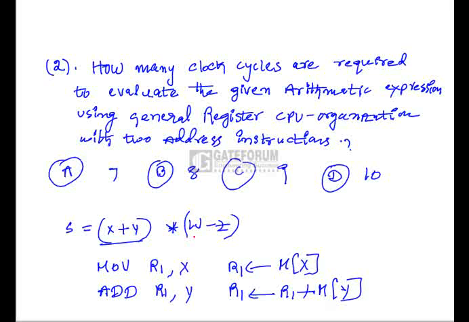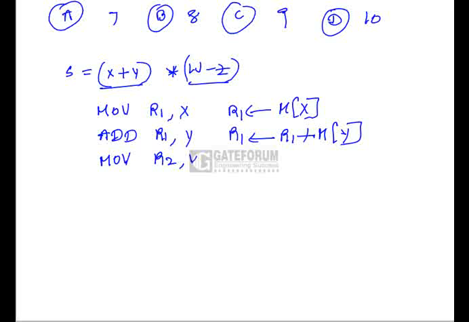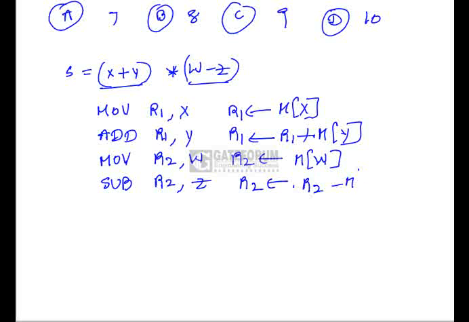Now we evaluate W minus Z with another register by using the move instruction, data transfer instruction. MOVE R2 comma W. So R2 receives the value of memory at address W. Now next we have to subtract Z from this, that is SUB R2 comma Z. That means R2 receives R2 minus M of Z, content of memory at address Z. Now R2 contains W minus Z, R1 contains X plus Y.